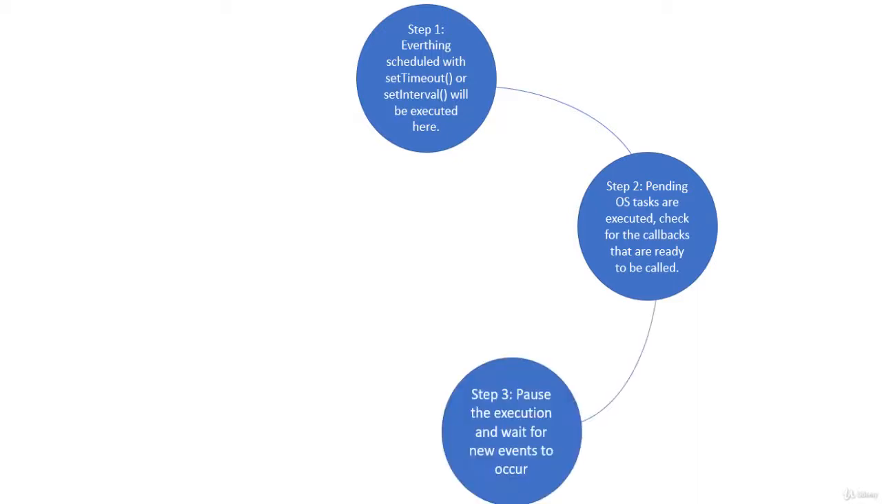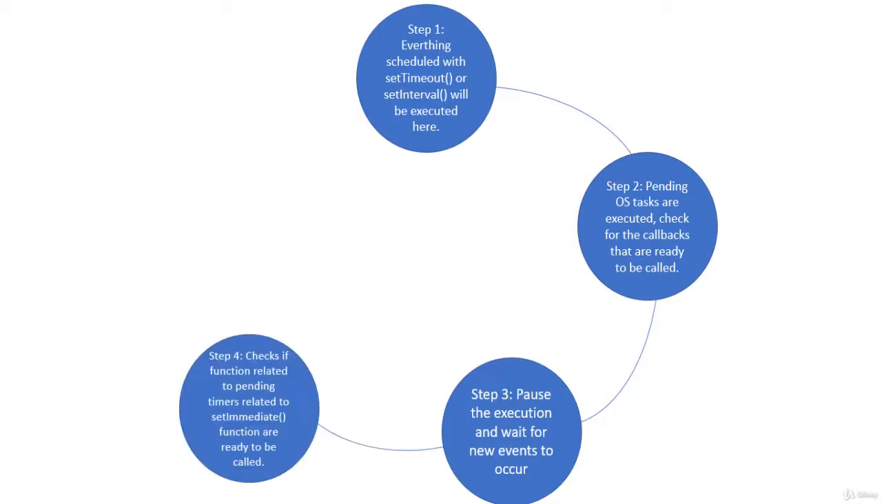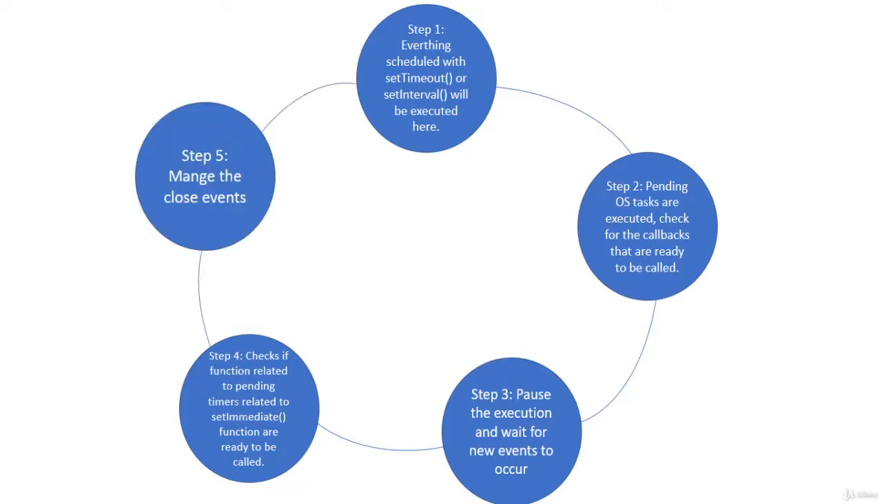In step 3, it pauses the execution and waits for new events to occur. So in step 4, it checks if functions related to pending timers related to the setImmediate function are ready to be called, okay? So basically the Node.js setImmediate function interacts with the event loop in a special way, okay? So it checks if the function related to the pending timers related to the setImmediate function are ready to be called. And in the final step, it manages the close events.